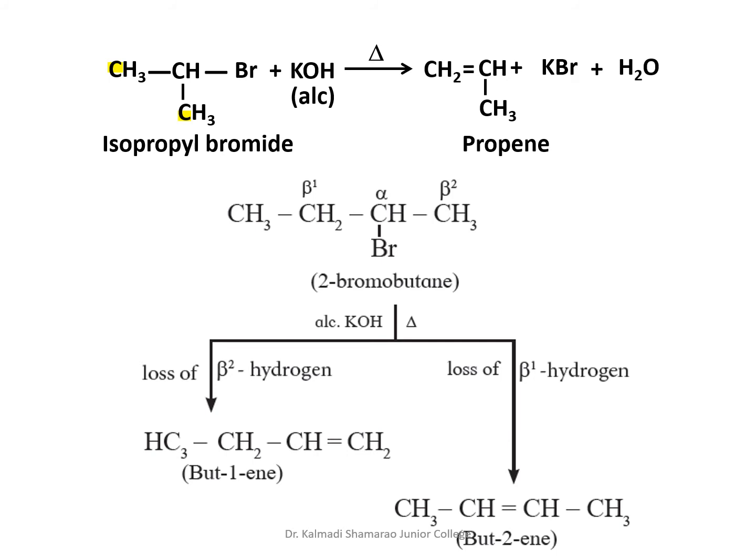If a hydrogen atom is removed from the beta 2 carbon atom, then but-1-ene is formed as the product. But if a beta 1 hydrogen atom is removed, then but-2-ene is formed as the product. The different products of elimination do not form in equal proportion. After studying a number of elimination reactions, the Russian chemist Saytzeff formulated an empirical rule which is known as Saytzeff rule.